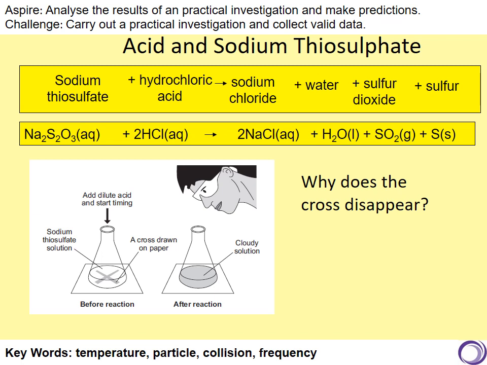In today's lesson, we're going to look particularly at this reaction, and it's between sodium thiosulfate and hydrochloric acid. This is frequently asked in exams, and you will often see the picture that's shown at the bottom of the slide. On the left hand side of that picture, you can see that before the reaction there is a clearly visible cross, and after the reaction the solution has gone cloudy. This reaction is often referred to as the disappearing cross experiment.